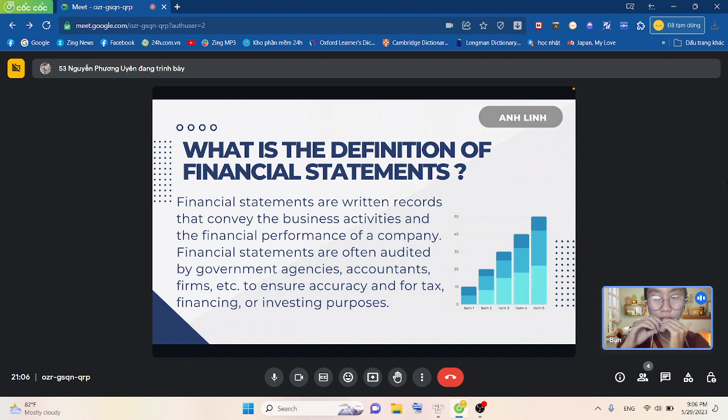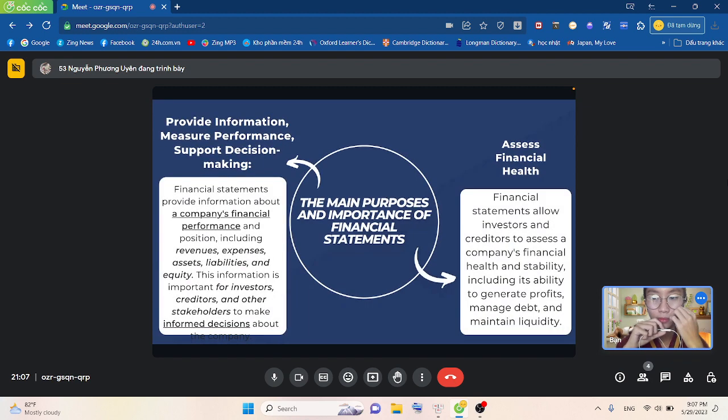What is the main purpose and importance of financial statements? First, providing information, measuring performance, and supporting decision making. Financial statements provide information about a company's financial health and position, including revenues, expenses, assets, liabilities, and equity. This information is important for investors, creditors, and other stakeholders to make informed decisions about the company.